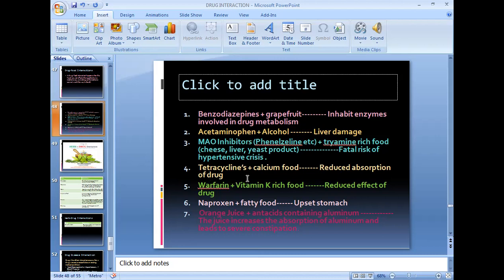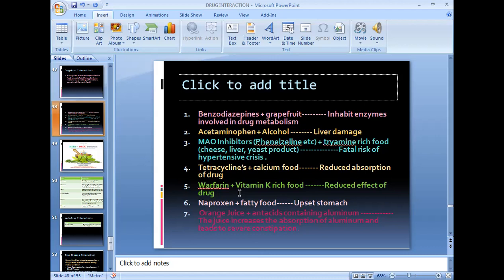Tetracycline, an antibiotic, when taken with dairy products or milk-containing products, or any food having calcium or other metals, like dairy products which have calcium, this calcium basically forms a chelate with tetracycline, and this chelate is insoluble and is not absorbed from the GI tract, and there will be reduced absorption of tetracycline.